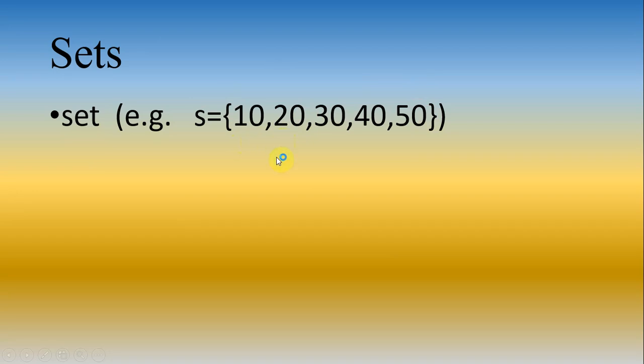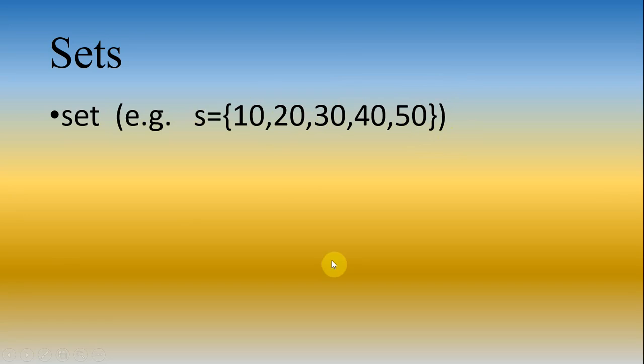Again, as I said, set is unordered. That is, whatever is the order that I put it in, it is not necessary that it is maintained. For example, here I put 10, 20, 30, 40, 50. So it is not necessary that it will get printed or stored in the same way. It might get printed as 30, 40, 50, 20, 10.